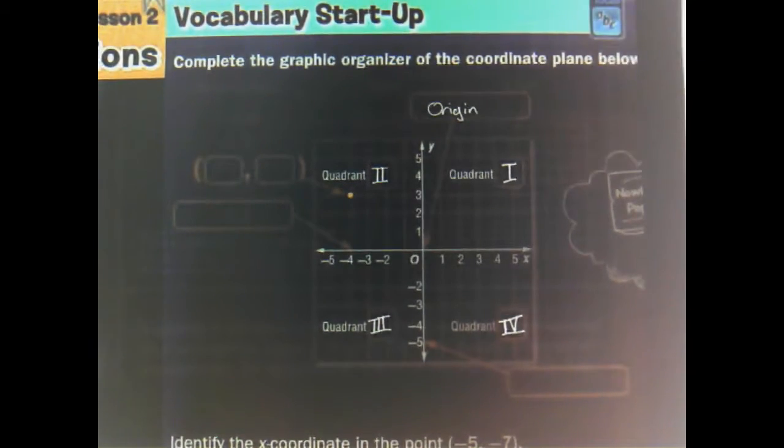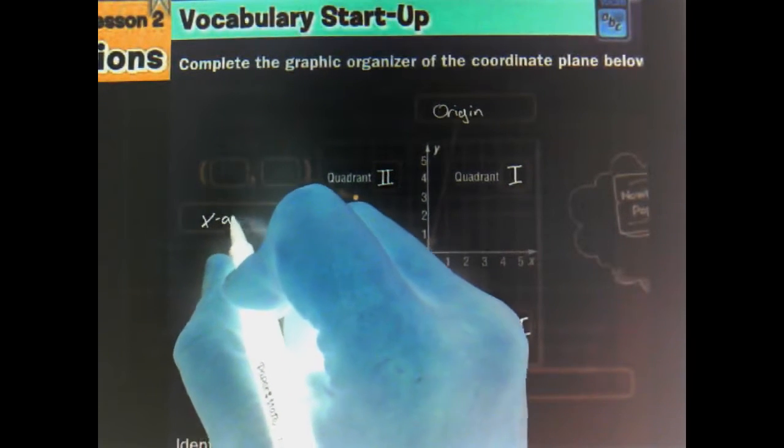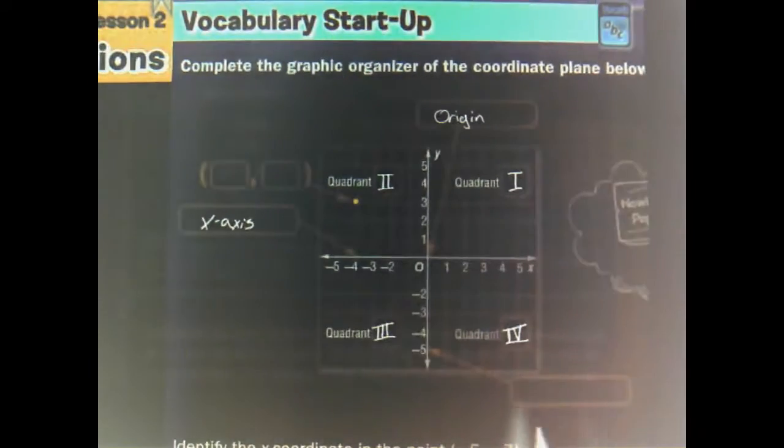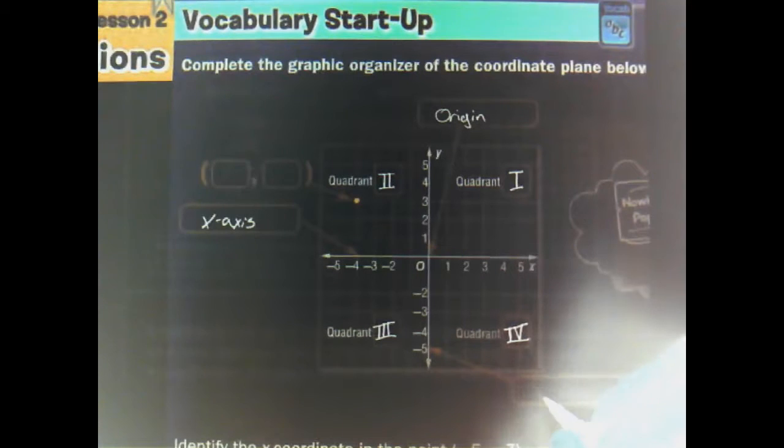Over here, this line is pointing right here to this line that runs right through the center, left and right or horizontally, and that would be our x-axis. And then this one, conversely, would be the y-axis. The vertical or the up and down line would be the y-axis.